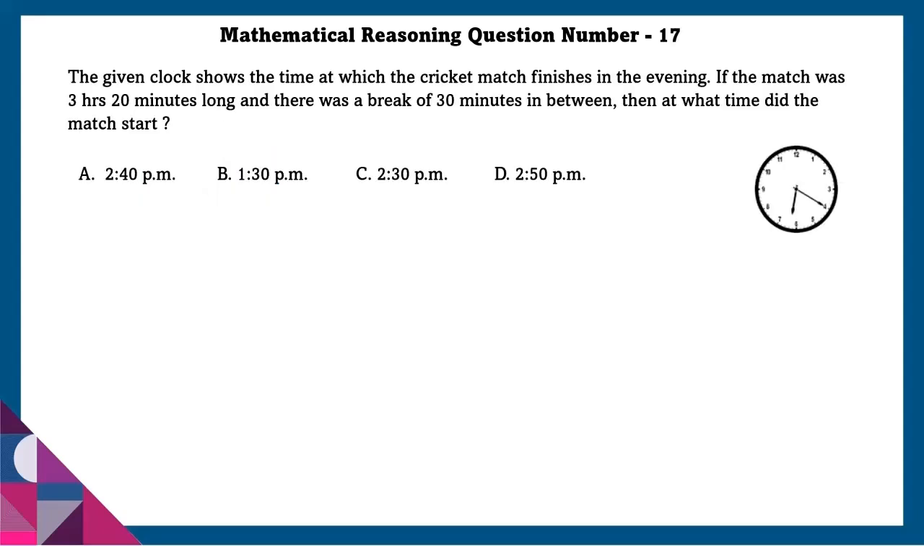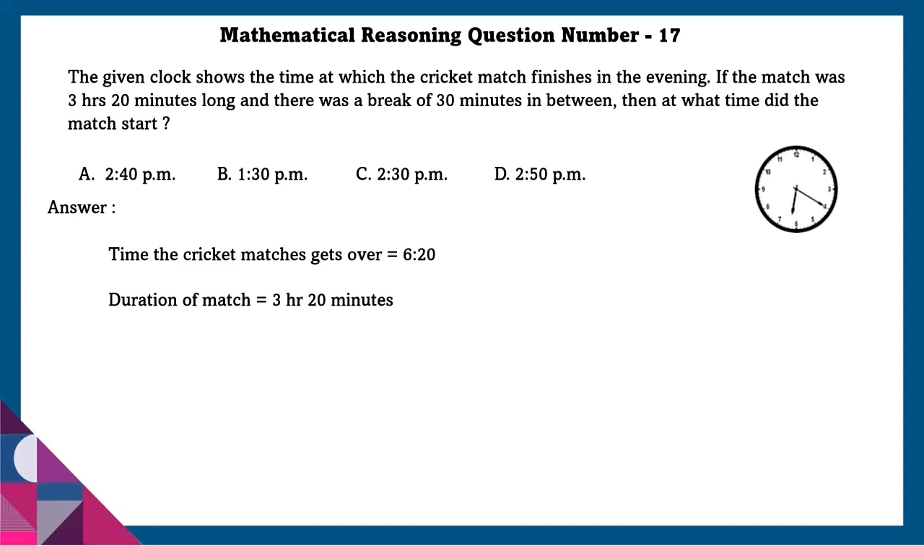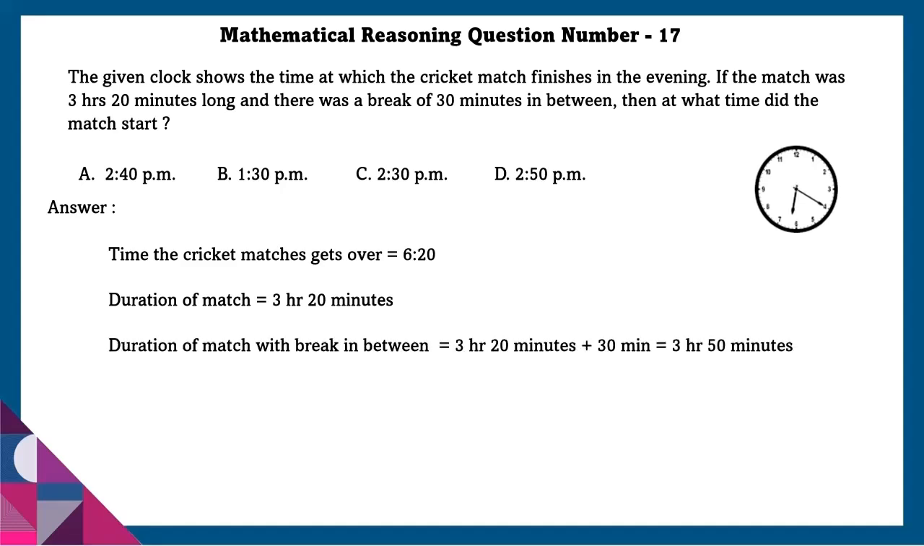Mathematical reasoning question number 17. The given clock shows the time at which the cricket match finishes in the evening. If the match was 3 hours 20 minutes long and there was a break of 30 minutes in between, then at what time did the match start? So the time the cricket match gets over is equal to 6:20. Duration of the match is equal to 3 hours 20 minutes. Including the 30 minutes, we will get 3 hours 50 minutes.